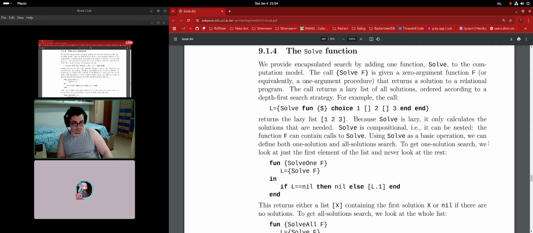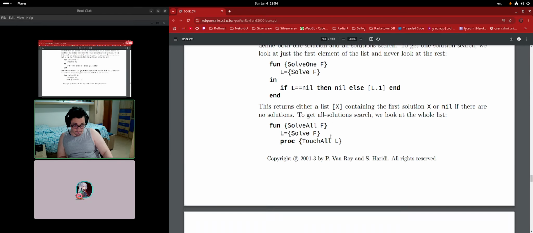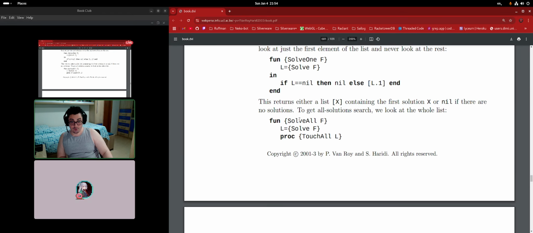Solve is compositional, and it can be nested. The function f can contain calls to solve. Using solve as a base operation, we can define both one-solution and all-solution search. To get one-solution search, we use solve one, which essentially calls solve, and then it demands the first one, the head of the list of the results. If you want them all, to get all-solution search, we use solve all.